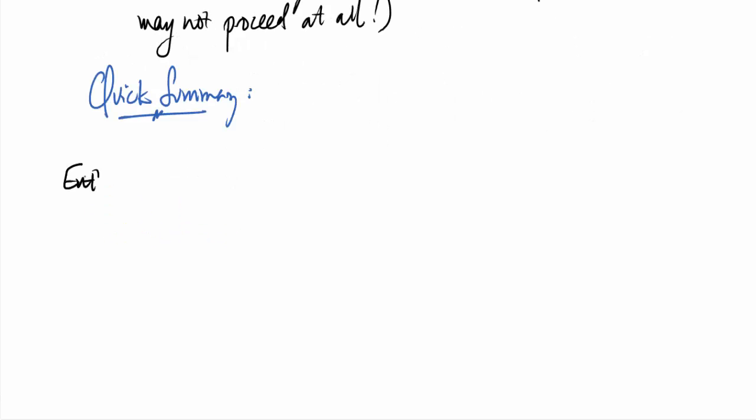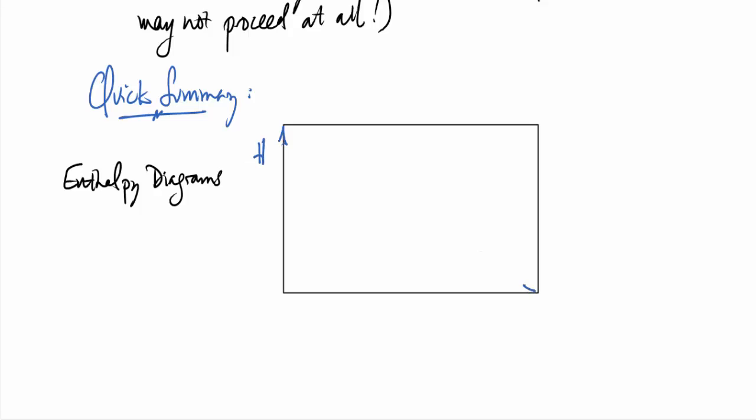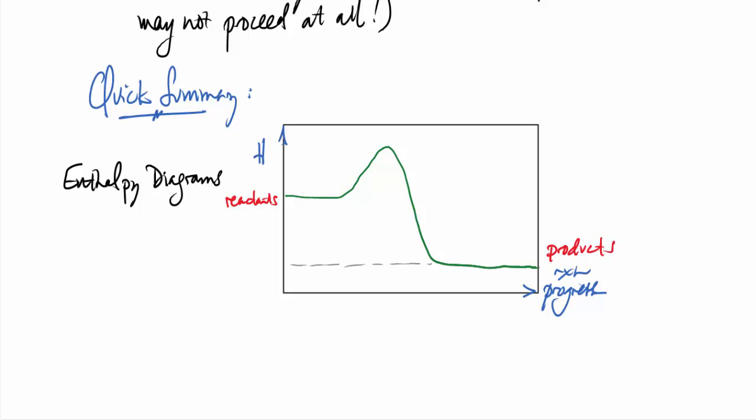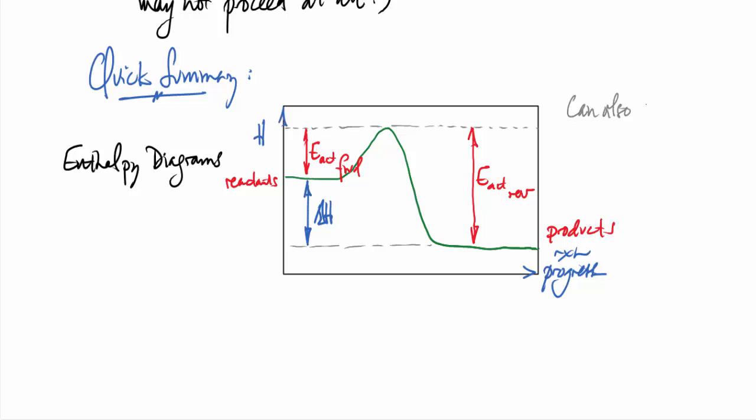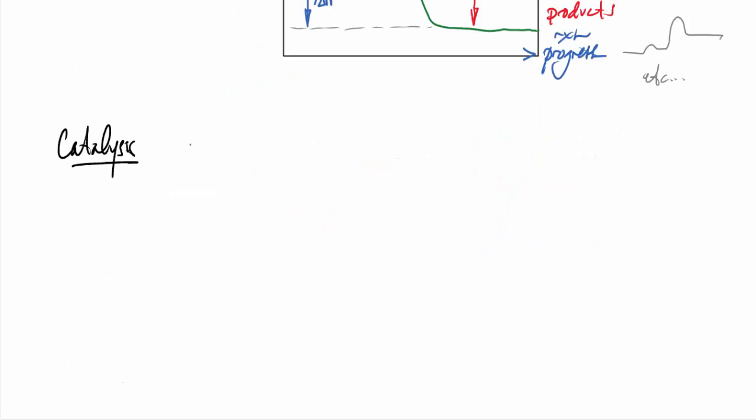Here's a summary. Enthalpy diagrams, they show the potential energy enthalpy of the system on the left, progress on the right, reactants on the left, products on the right. You can see in there delta H for the system. You can see the activation energy for the forward and the reverse reactions. And you can see the multiple steps. Of course, you can show them in this way, perhaps an exothermic one, an endothermic one, and so on. Each peak for each step.